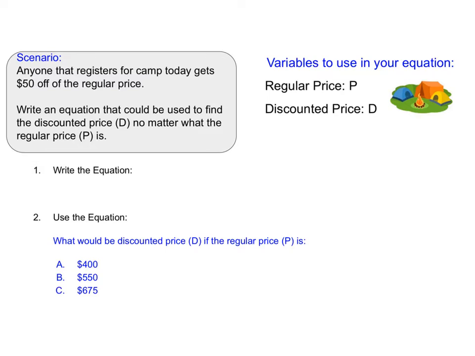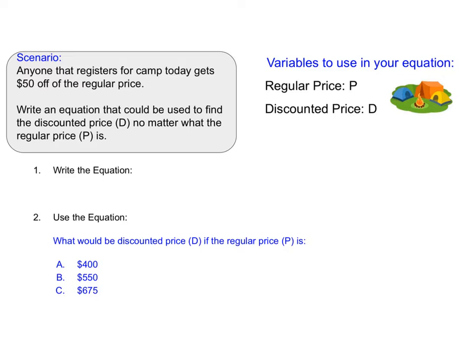So, we're first going to do a couple examples together and then you're going to practice doing two, and that's going to be your homework. So, first thing, let's look at the scenario. Anyone that registers for camp today gets $50 off the regular price.